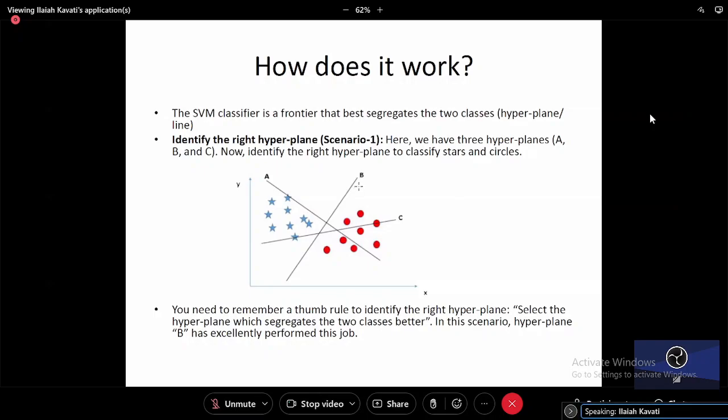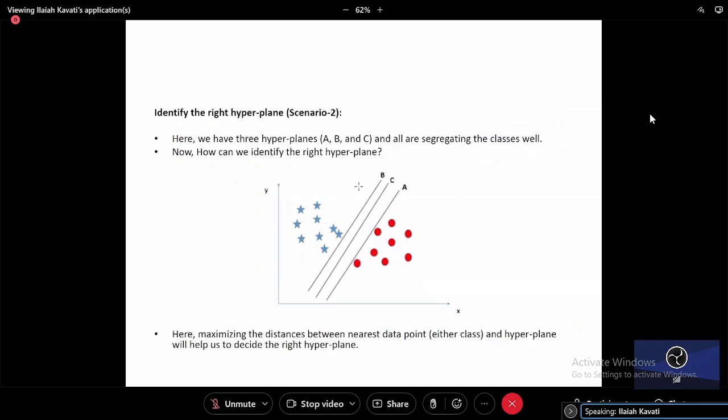Now coming to the second scenario, there are again three hyperplanes, A, C and B. Among them, which one is the best hyperplane? Again, we need to consider the maximum: the hyperplane which has the maximum width, that is, the distance between the hyperplane and the extreme point, the support vector, is maximum.